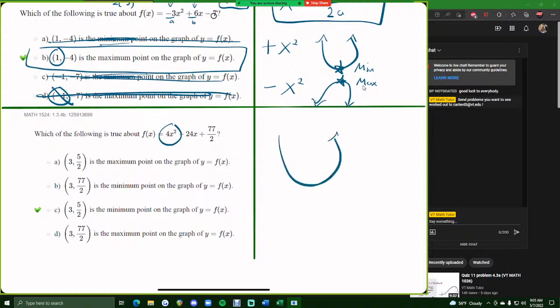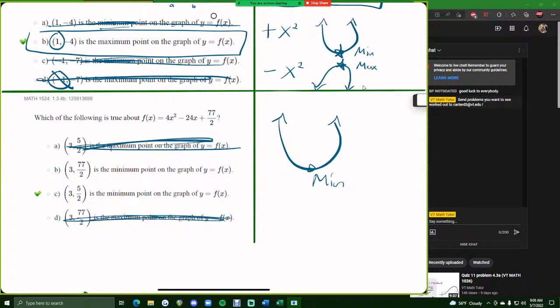Positive x squared leads to a minimum, an opening up curve, right? So we eliminate the maximums. And in this case, it's kind of special because even when we find negative b, negative 24 over 2a, we get a positive 24 over 8, which is a positive 3. But you see both b and c have positive 3.